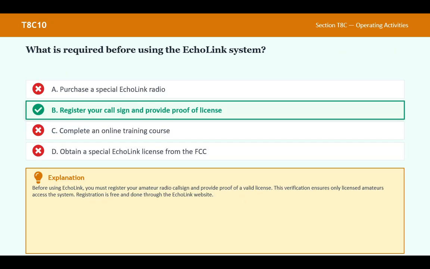What is required before using the Echolink system? B. Register your call sign and provide proof of license. Before using Echolink, you must register your amateur radio call sign and provide proof of valid license. This verification ensures only licensed amateurs access the system. Registration is free and done through the Echolink website.